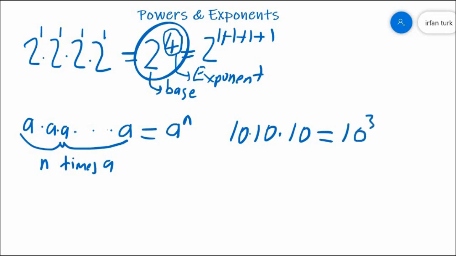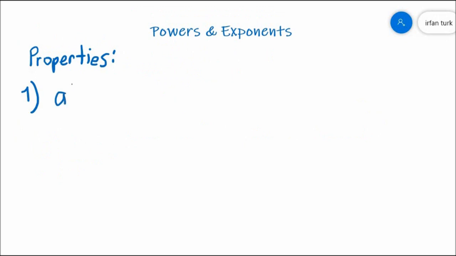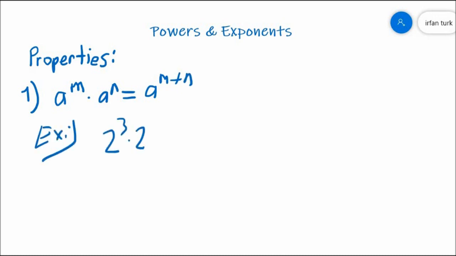Let's take a look at the properties. Number 1, a to the power of m times a to the power of n. If the bases are the same in this multiplication, we add the exponents. So this is going to be a to the power of m plus n. Let's take a look at an example. 2 to the power of 3 times 2 to the power of 4. As you can see in this multiplication, the bases are the same, so we just add the powers up. So this is going to be equal to 2 to the power of 3 plus 4, which is 2 to the power of 7.